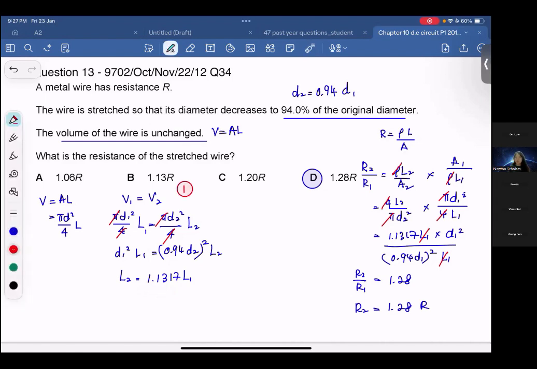Okay, we find out the relationship between the L1 and L2. Because we know that the volume is still the same and the area changes, then the length, what is their relationship? Then we do substitution. Resistance of the stretched wire, that means it's still the same material wire. We continue using the wire to stretch it, right? So same material, same resistivity. That's why here I can cancel out the rho. Resistivity cancels out. The rest of it is just substitution. Cancel, cancel, cancel. We get the new resistance when the diameter changes and the length changes.